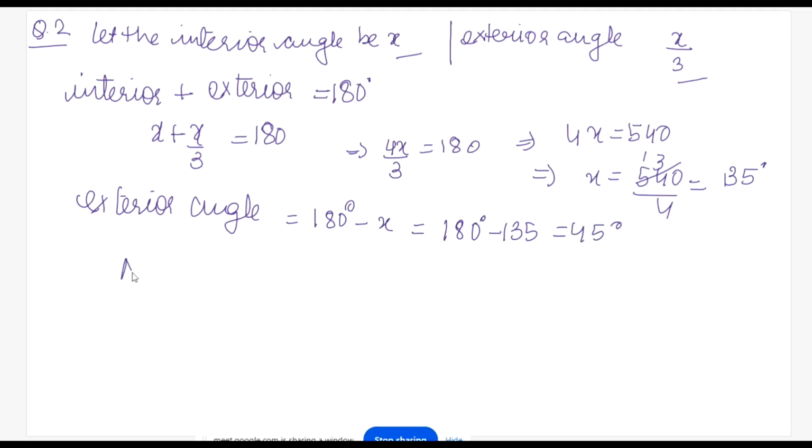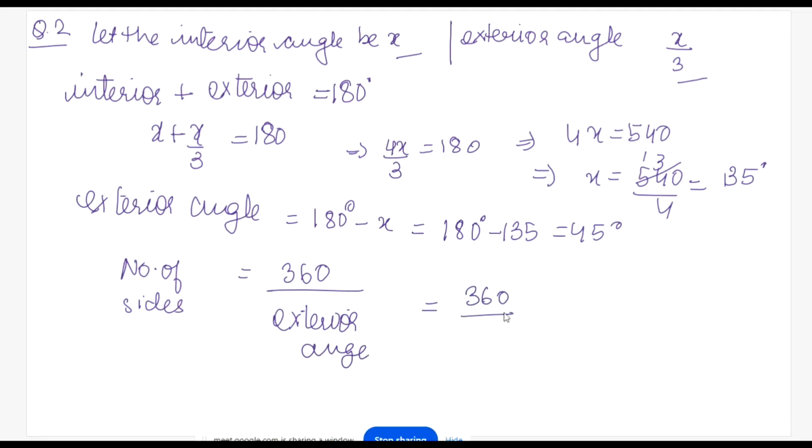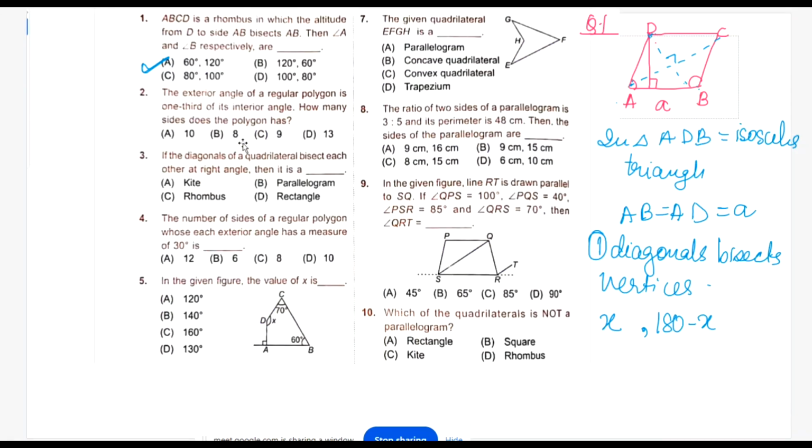And how many sides? So number of sides, just right now we have done, that is 360 divided by exterior angle. So what will I have? 360 divided by 45 degree. So number of sides will be 8. And 8 is what? Octagon, right? 8 is what? Octagon. So your option will be B. Let's check option B. Okay?